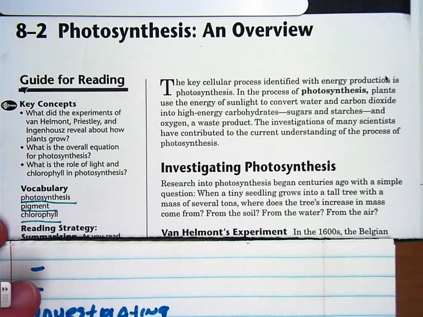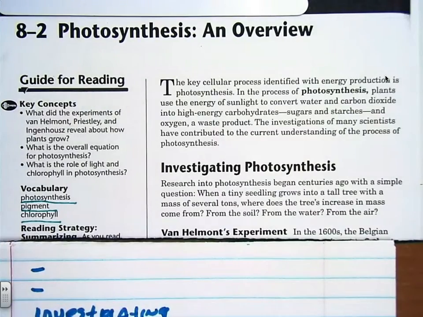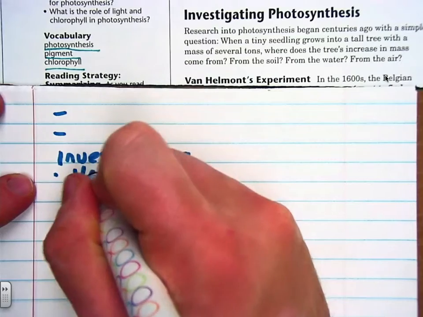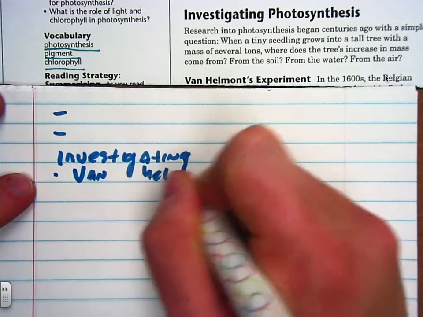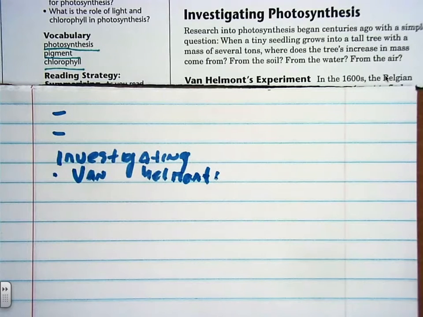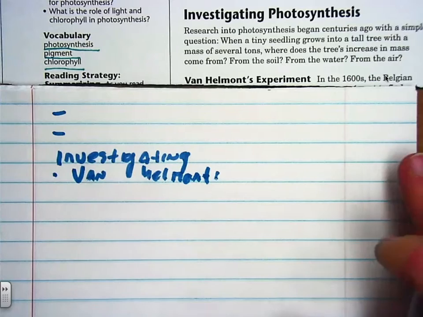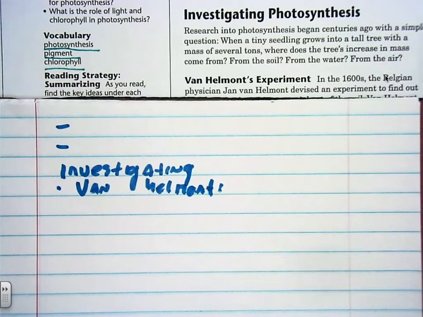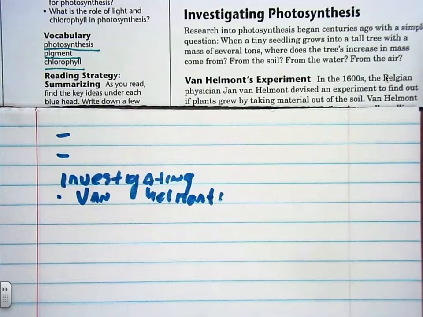Van Helmont's experiment. So in your notes, you might want to write something like investigating Van Helmont. Okay, I'm going to change pens to something a little bit easier to write with. Van Helmont. Here we go. In the 1600s, the Belgian physician Jan van Helmont devised an experiment to find out if plants grew by taking material out of the soil.